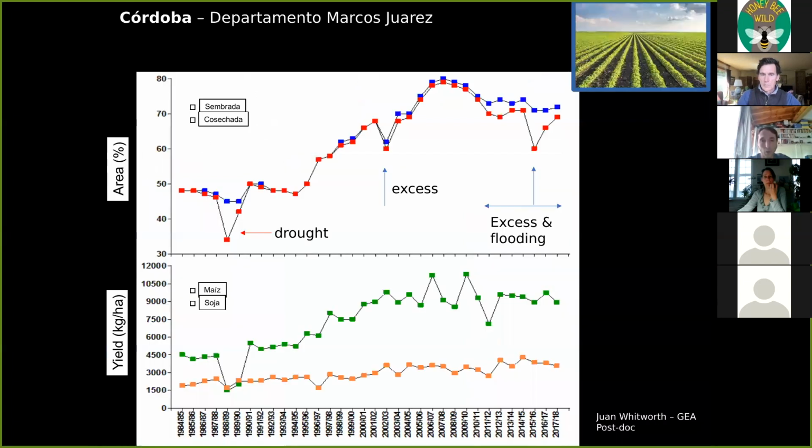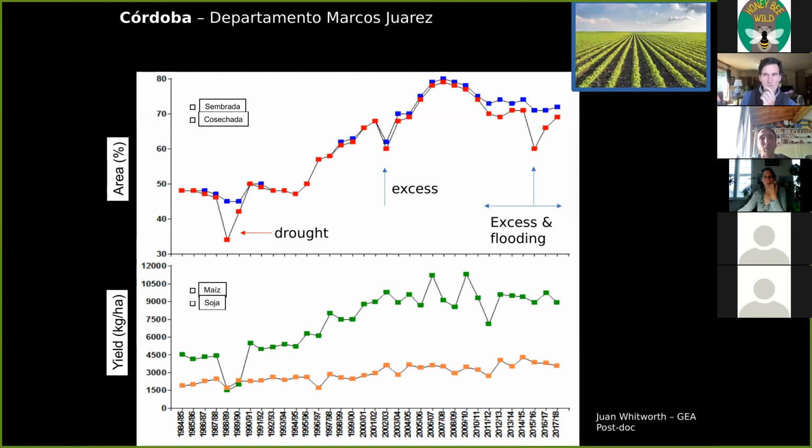So here on the top, you can see the cultivated area, and on the bottom, you can see the crop yield of the two main crops of Argentina, that is maize and soybean. And these are very important crops all over the world. And you can see that during the 80s, this is an example of a department within the Cordoba province, but it's an example that is commonly repeated all over Argentina and in many places in the world. And you can see in the graph on the top that during the 80s, 50% of the area was cultivated.